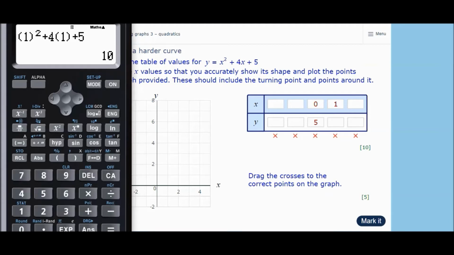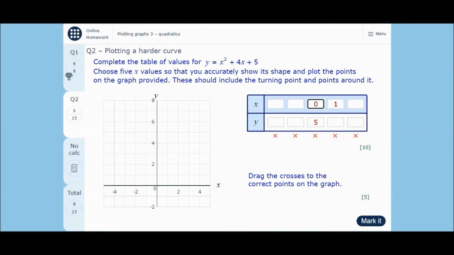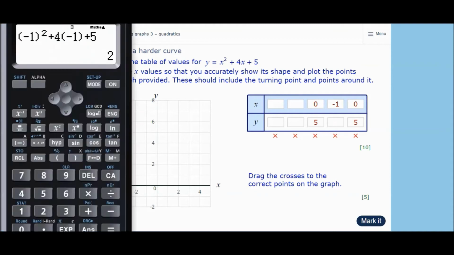Now looking at this, I can't show 10 on my graph. I'm not going to be able to show that on my y-axis. So what about -1? Let's try it. -1 equals, that's going to equal 2, so I can show that one. Because the positive value goes off my graph, I'm going to put my 0 right at this end, because -1 will show. So when x equals -1, the calculator says it equals 2 on the y-axis.